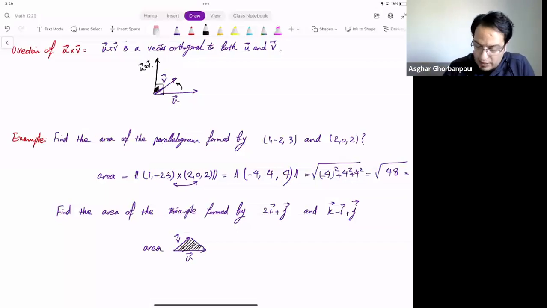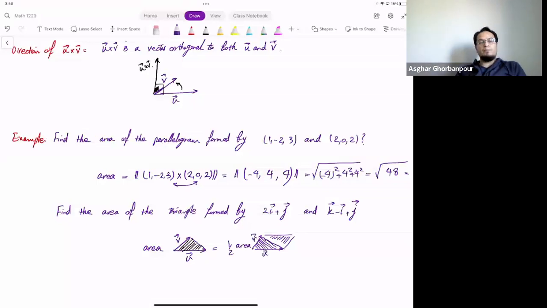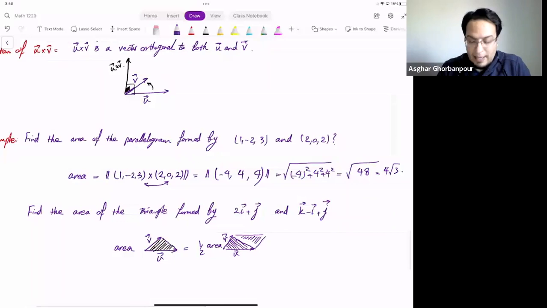But there is a key point for you to notice: this triangle is actually half of the parallelogram formed by u and v. It's exactly making that parallelogram half. So this will be half of the area of the parallelogram formed by u and v. Why did I turn it to a parallelogram? Because I know that the area of a parallelogram can be computed by finding the length of the cross product.